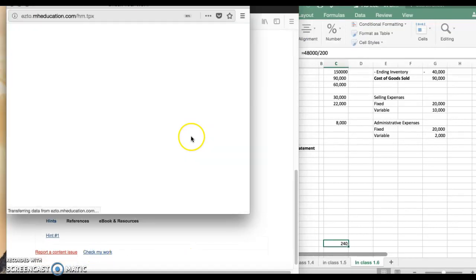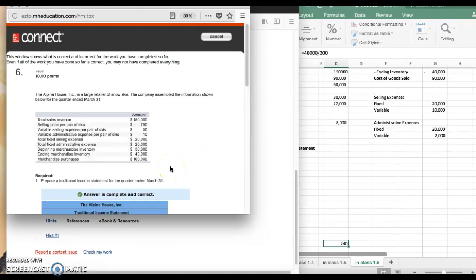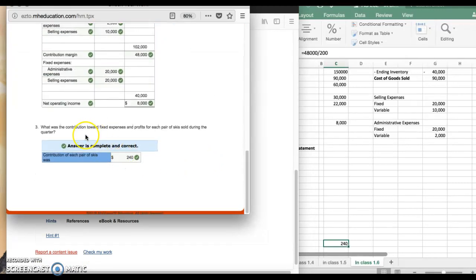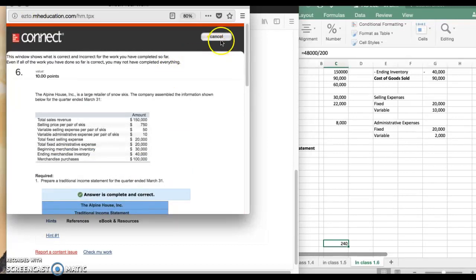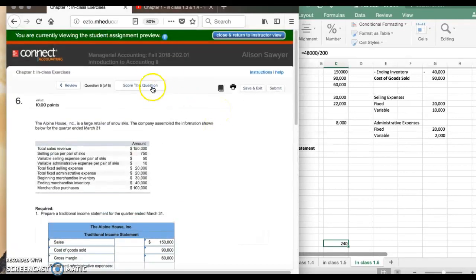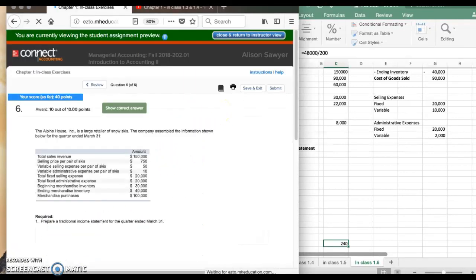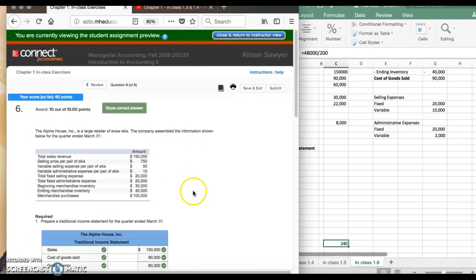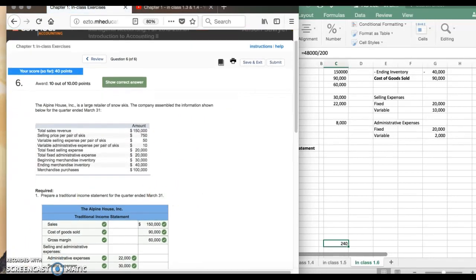So let's just check our work and see if we got the right number there. And we did. So we are going to close out of that. We're going to score this question. And that should be everything you need to know for the in-class exercises.